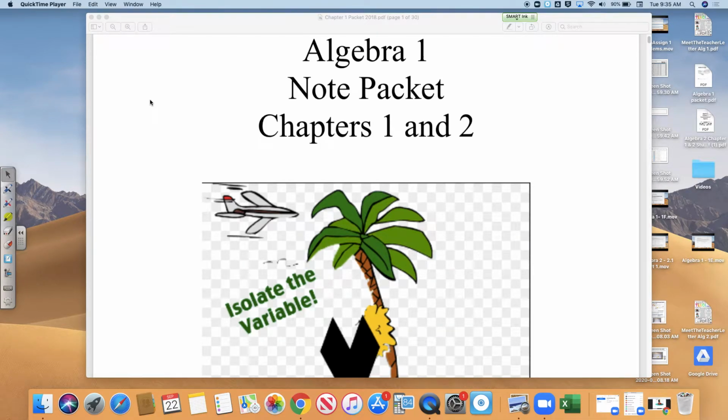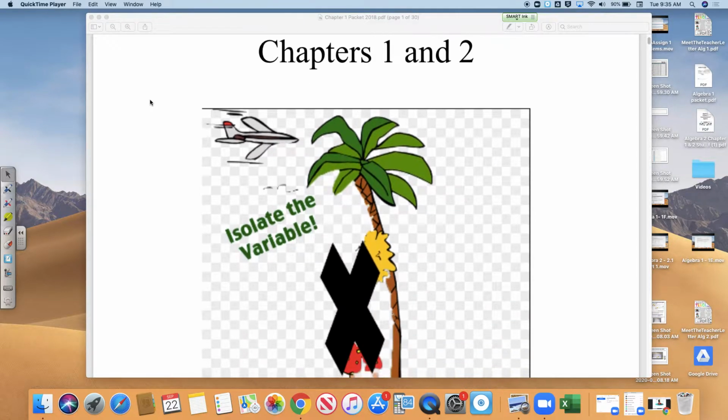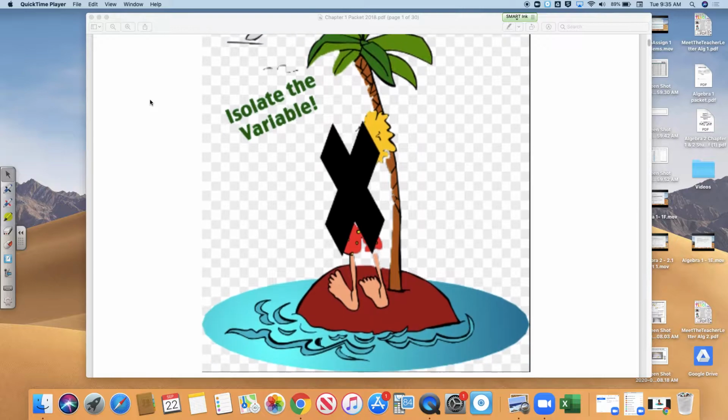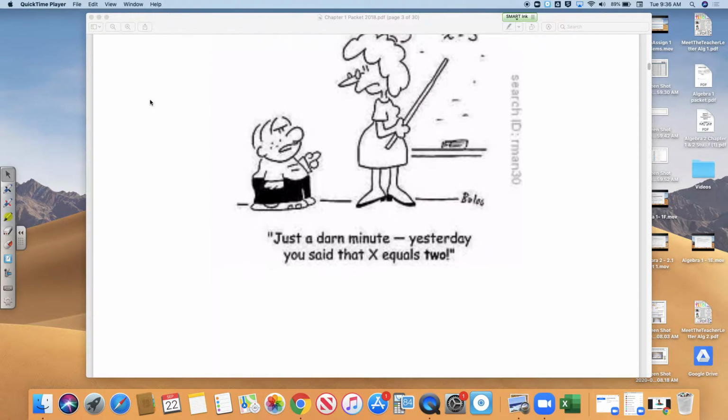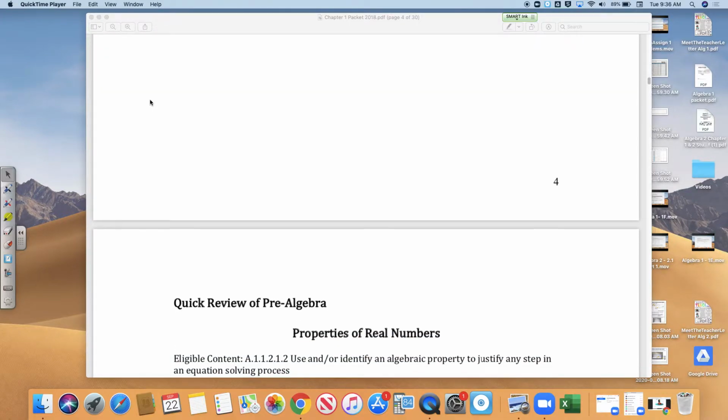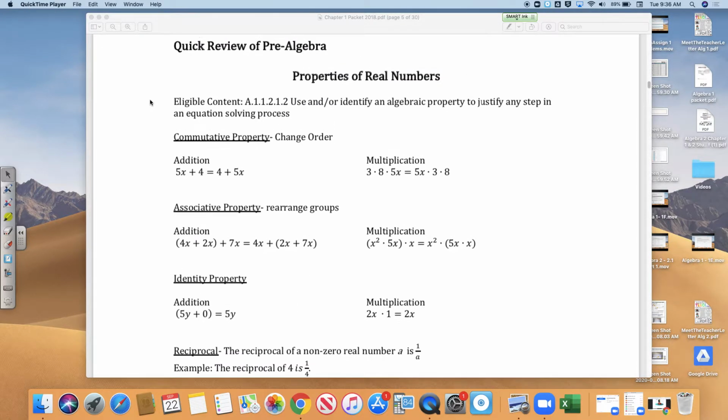All right, so now we're moving on to the next part in our red packet, and we're moving on to chapters 1 and 2, which is primarily about solving equations, so isolating the variable. If we open up the page to this here, this is just a quick review of what we just took a quiz on and what pre-algebra is all about. So we already learned this. I'm just going to read through it and then move on.